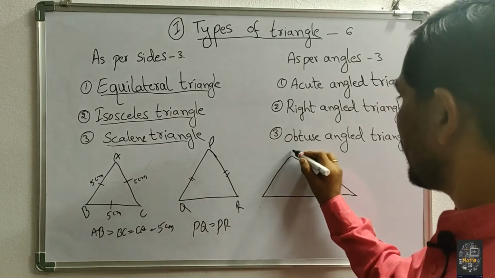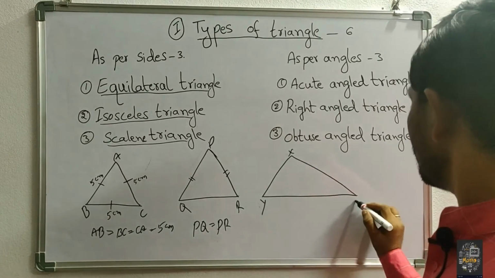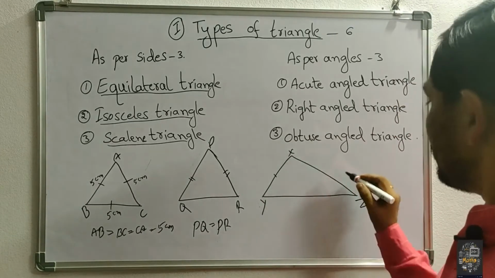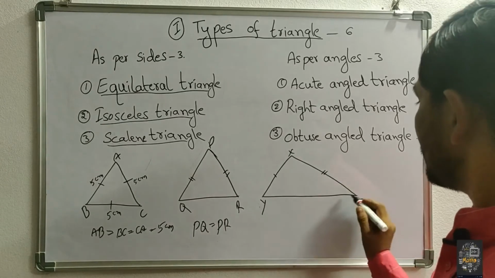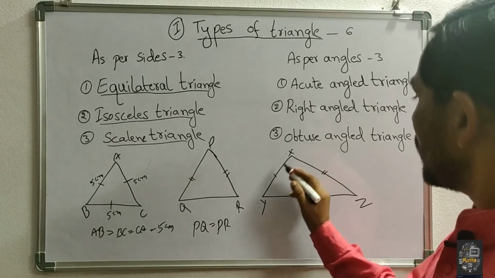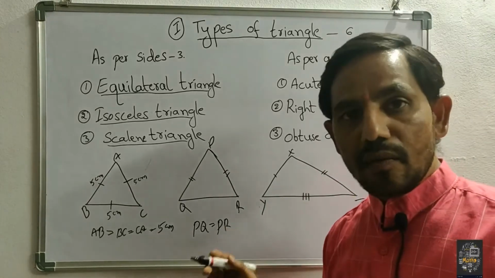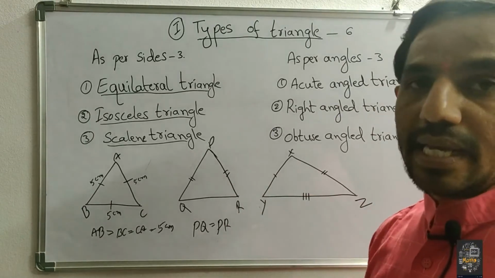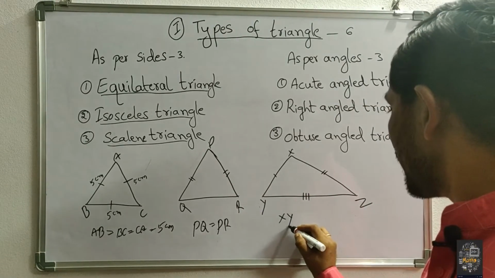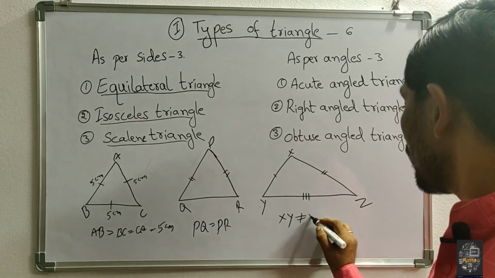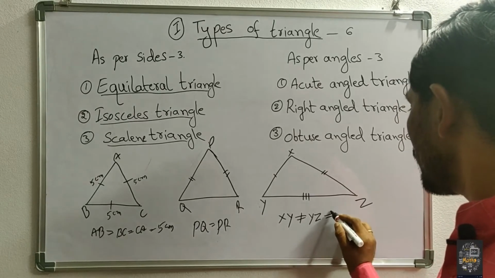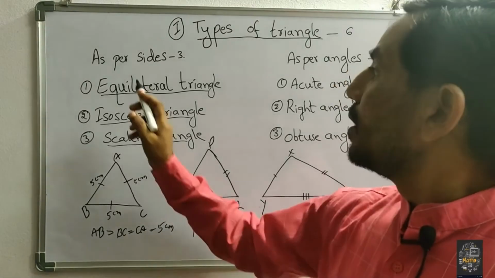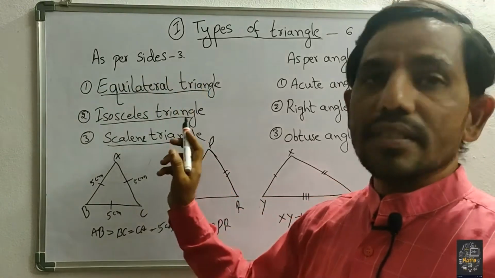This is the scalene triangle, XYZ. Here XY measurement is different, XZ measurement is also different, and YZ measurement is also different. So here all sides are not equal, or any two sides are not equal, that is a scalene triangle. So here XY is not equal to YZ is not equal to ZX. This is a scalene triangle.